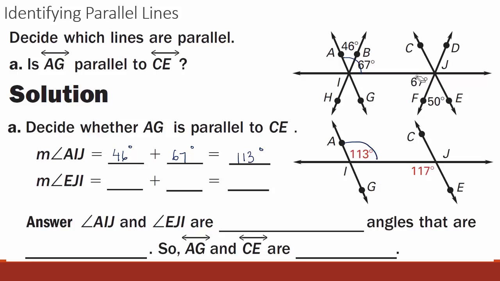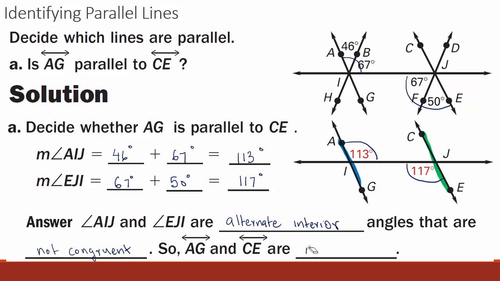Next, we're going to look for the measure of EJI, which is this angle right over here. For that, we're going to add 67 degrees and 50 degrees, which gives us 117 degrees. Notice that angle AIJ and EJI are on opposite sides of the transversal, and they are inside the parallel lines. So you could say that they are alternate interior angles, but their measures are not the same. One is 113 degrees and one is 117 degrees, so they are not congruent. And because these measures are not congruent, we can say that line AG and line CE are not parallel.